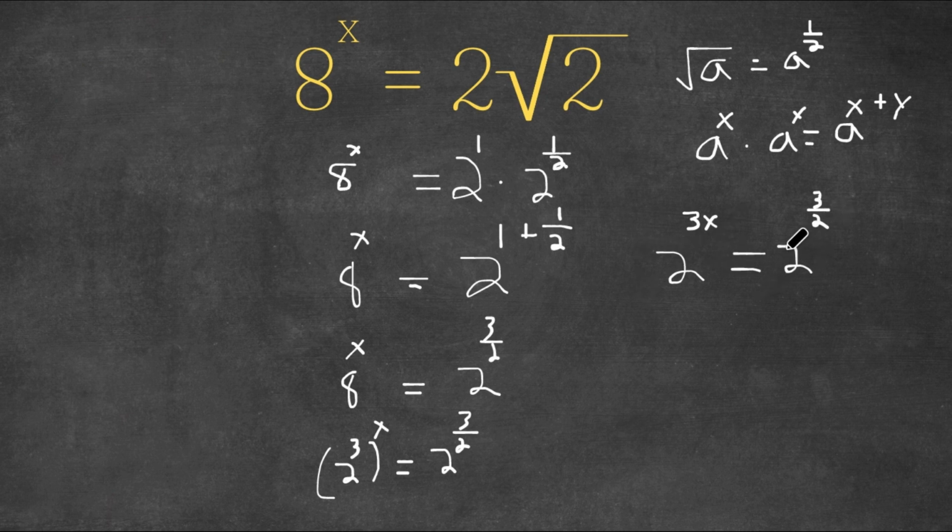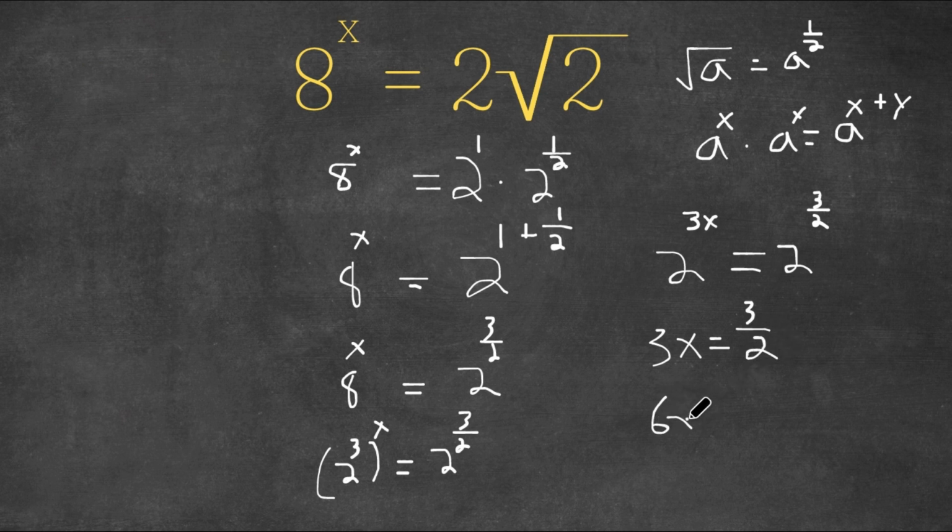Now, because our bases are both the same, we can just set our exponents equal to each other, because if our bases are the same, then so are our exponents. So we can write our equation here, 3x equals 3 over 2. We simply set our exponents equal. And now we can multiply by 2 on both sides.